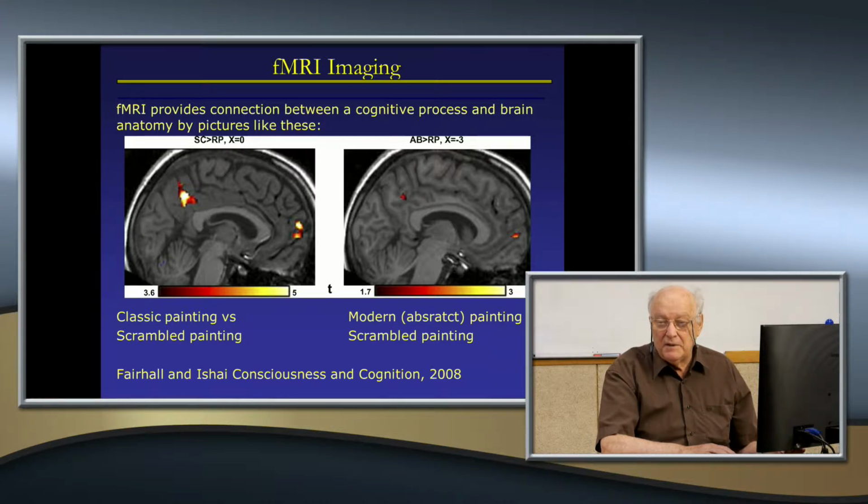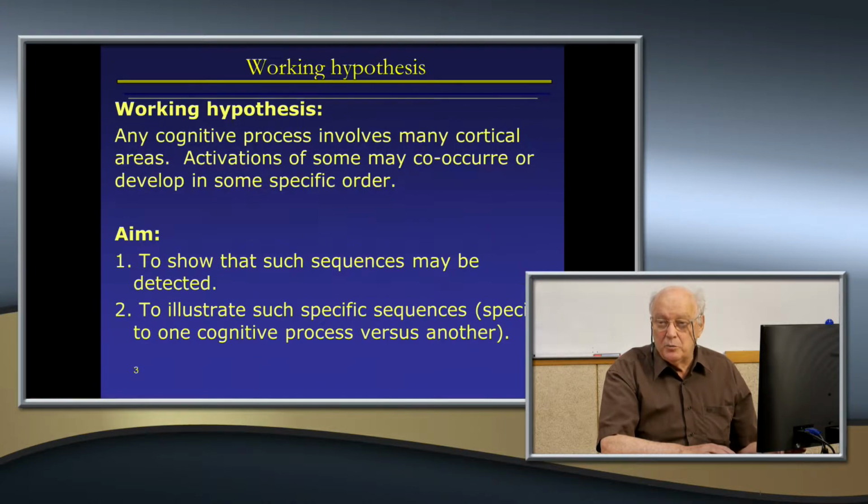So there are many elementary mental processes in a complex cognitive process. And we wish to see the development in time. So our working hypothesis is that any cognitive process involves many cortical areas. Activations of some may co-occur or develop in some specific order.